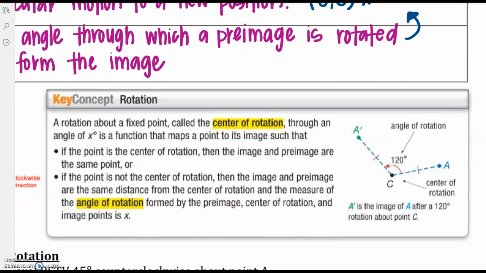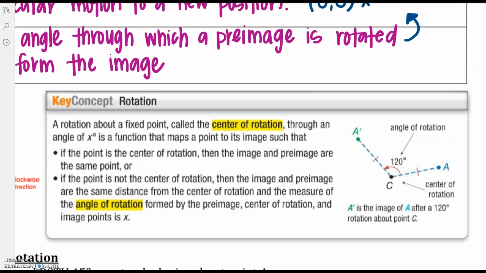So that those hands of the clock are rotating constantly throughout the day. Rotation. A rotation is about a fixed point called the center, through which our angle that we are given is a function that maps a point to its image such that, so here is our center of rotation, point C, and I have my image point, point A. So we'll work on graphing a rotation without a graph and then with a graph.